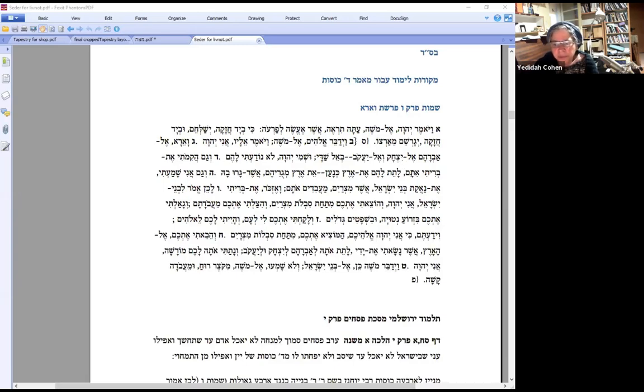V'gam hakimoti et briti itam, and I will establish my covenant with them, to give them the land of Canaan, the land of their sojournings, asher garu va, in which they sojourned. V'gam ani shamati et na'akat b'nei Yisrael, and I have heard the cry of the children of Israel, asher Mitzrayim ma'avidim otam. Now, we've said that Egypt is inside of us. We've said we've got Pharaoh inside of us, but we've also got Israel inside of us.